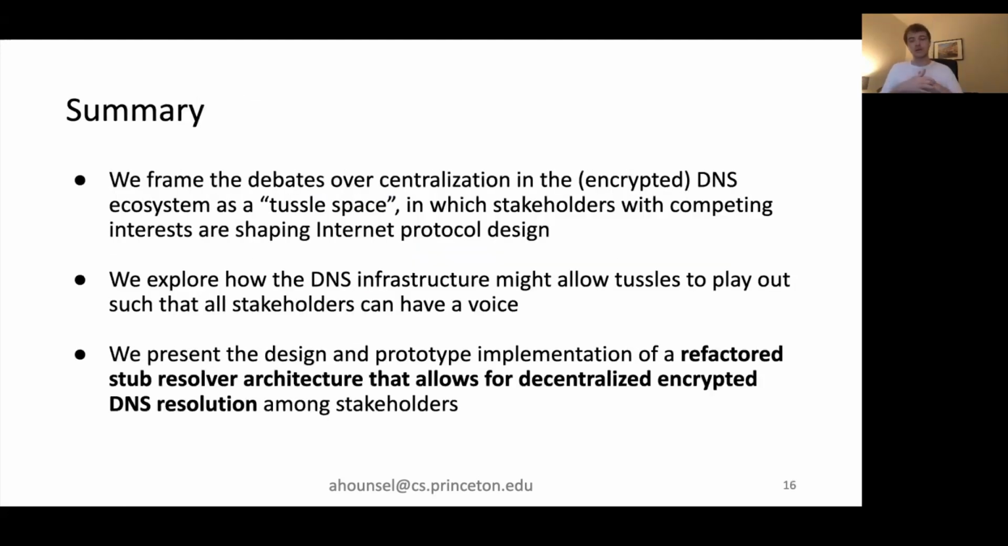So in summary, we frame the debates over centralization in the encrypted DNS ecosystem as a tussle space, with various stakeholders competing for access to queries for different reasons. We talk much more about the actual tussles in our full paper, I should note. We explore how the DNS infrastructure might allow these tussles to play out such that each stakeholder has a voice and has the ability to express preferences, including users having the power to decide where their queries go. And we present the design and architecture of a stub resolver that allows for this kind of decentralized DNS resolution.